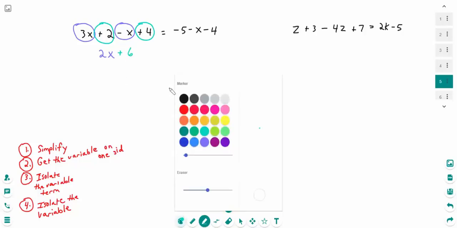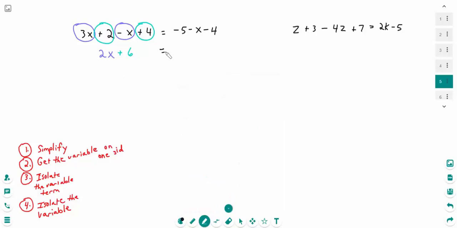Now on the other side, what do we have? I've got a negative 5. And I've got a negative 4. Those would be like terms. So that'll give me a negative 9. And then I just have a negative x left over. So we'll leave him by himself. All right, so there we go.